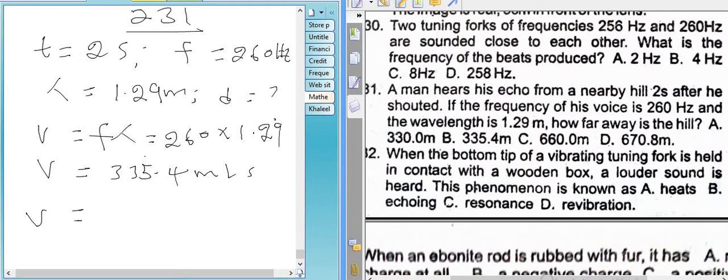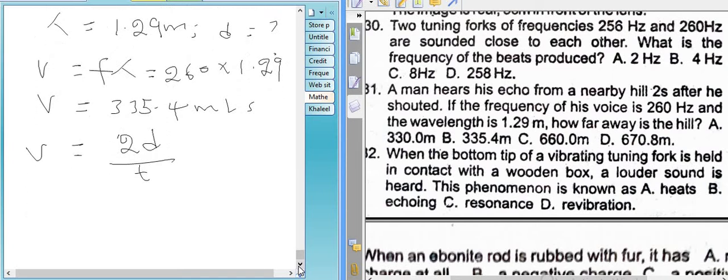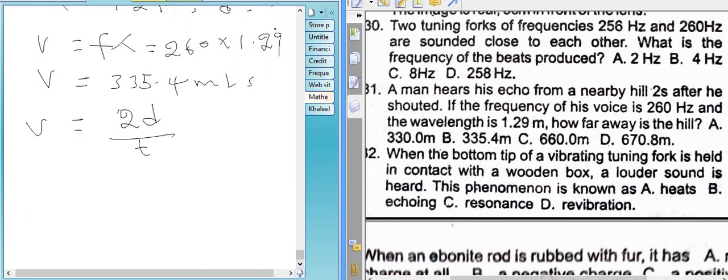So it has the same distance. So let the distance be d, and if that is the case, we have d plus d, which is 2d, that is the total distance all over time. So now I'm looking for the distance. Therefore, I can now make the distance to be the subject of the formula, which is going to be equal to velocity times time over 2.